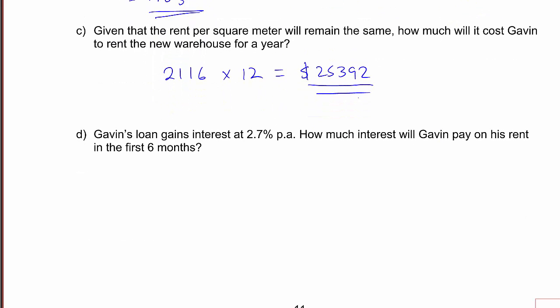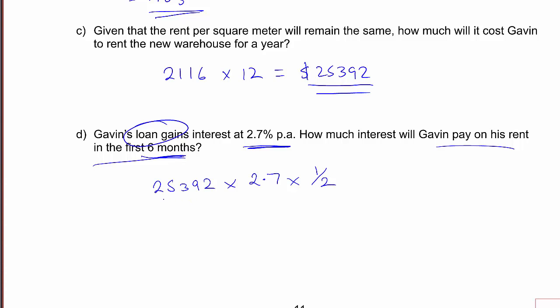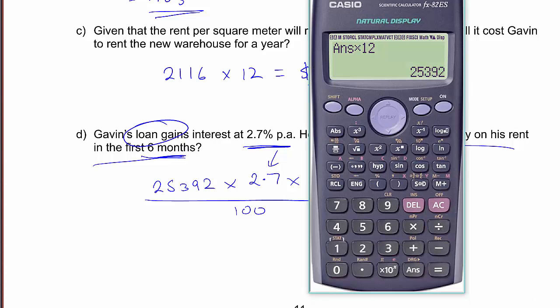So Gavin obviously takes a loan for this. And it's not made clear in this question, but don't worry, the real test question will make it much clearer. How much does he pay on his rent in the first 6 months? So that's a simple interest calculation. So 25,392 is what he's borrowed, multiplied by the interest rate. And that's a year, and 6 months is half a year. So the number of years is a half. And we divide that by 100 to make the 2.7 into a percentage, or you could have actually changed the 2.7 up here. It's up to you which way you do it.